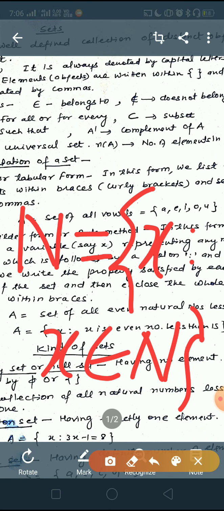You can easily see that these two forms are merely representations and they are interchangeable. You can interchange one of them. If a set is given in roster form, you can write it in set builder form, and vice versa. If a set is in set builder form, you can write it in roster form.